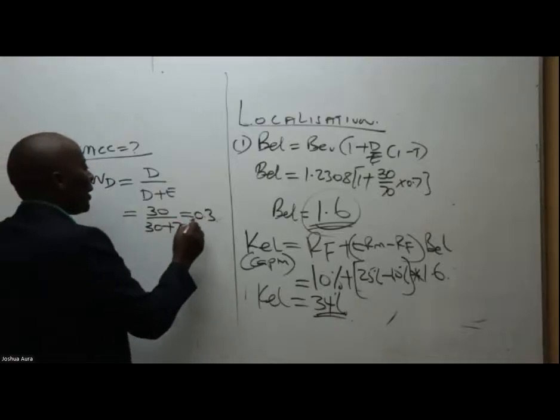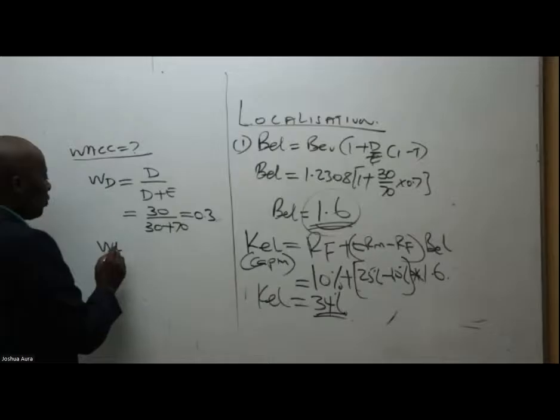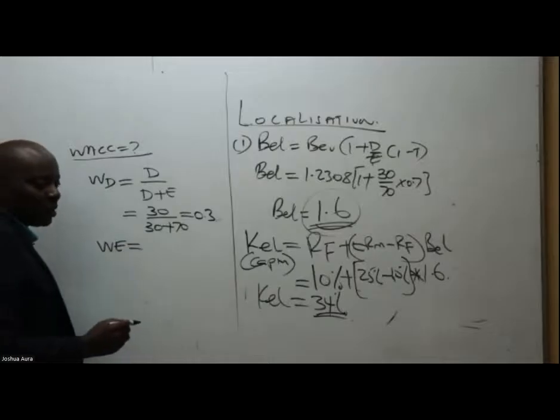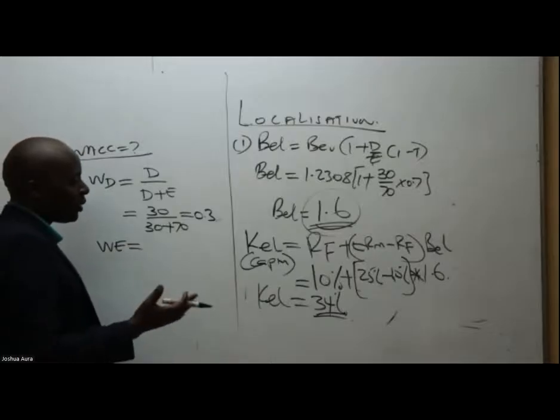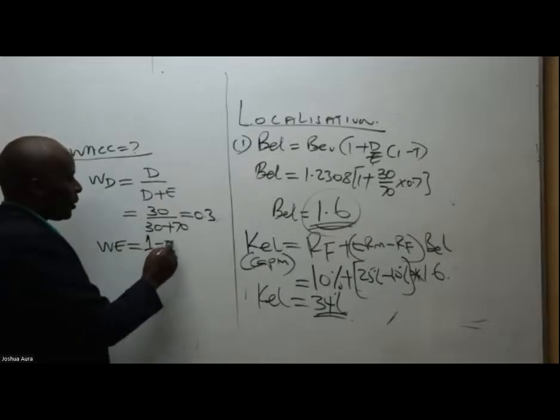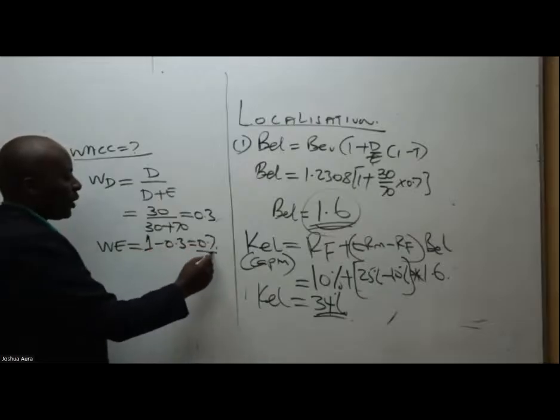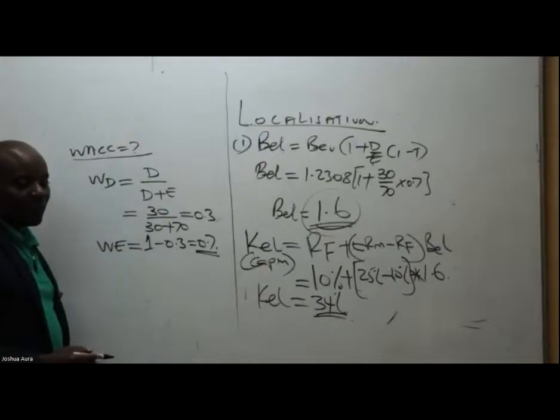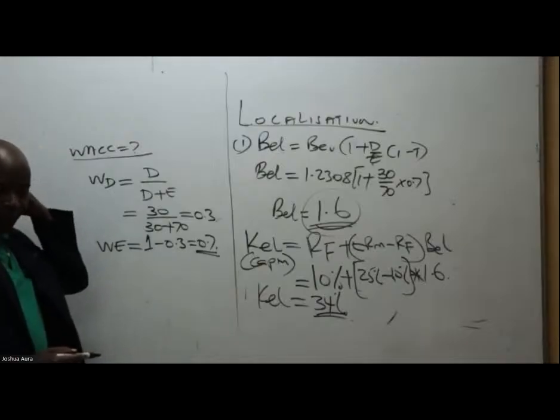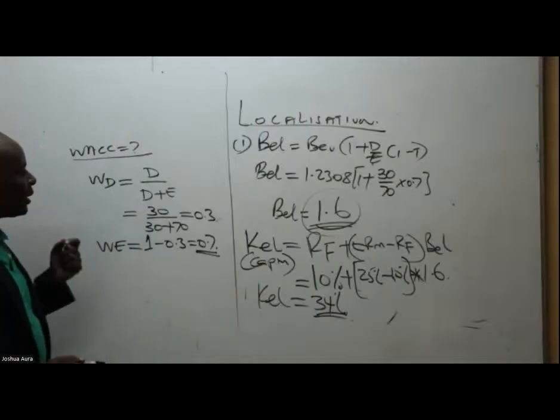And for sure, once I get the weight of debt, getting the weight of equity will not be a big deal. This will be 1 minus 0.3, which gives me what here? Somebody gives me 0.7.